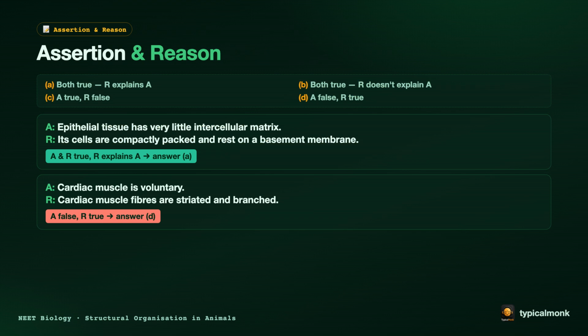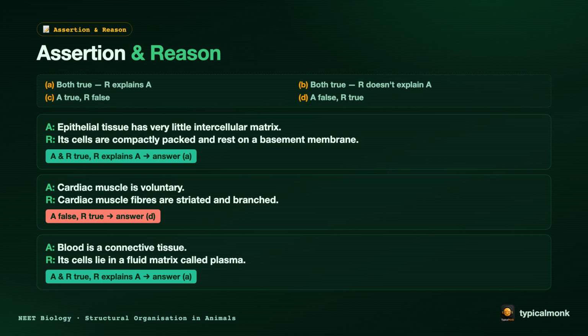Second, A: cardiac muscle is voluntary. R: cardiac muscle fibers are striated and branched. Here A is false, but R is true, so the answer is D. Third, A: blood is a connective tissue. R: its cells lie in a fluid matrix called plasma. Both are true, and R explains A, so the answer is A.